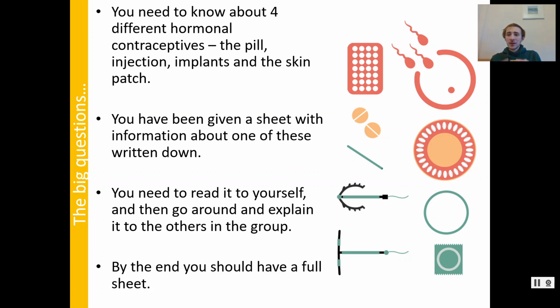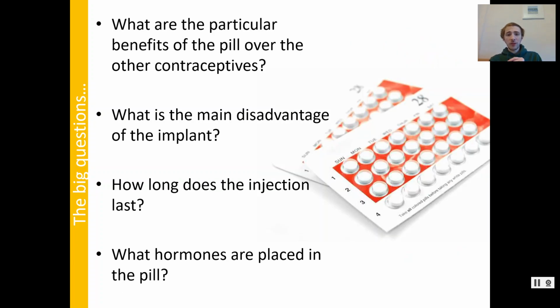The key information I would need if I was trying to decide, well, do I want to use the pill or the injection or implants or skin patch? You will find a lot of them are very similar because they all work in very similar ways. Now, once you've done that, you'll be doing these questions. So this is going to take you some time, probably a good 10 minutes, I would say. Pause me, find the key information on those 4 types of contraceptive, and then do these 4 questions in full sentences. So pause me now, and then we will get this information, we will talk through it.